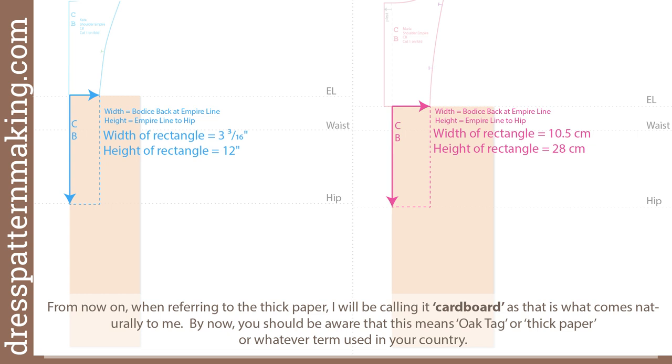The width of my rectangle, shown by the pink horizontal arrow, is 10.5 centimeters. The height, shown by the pink vertical arrow, is 28 centimeters.